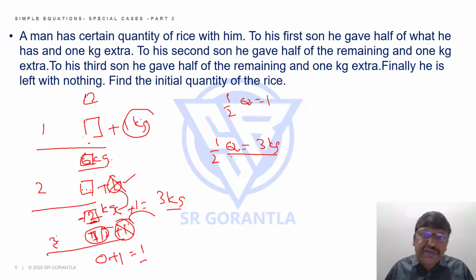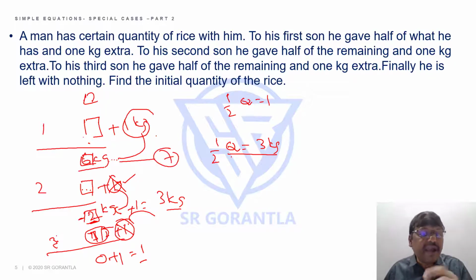Had he not given this 1 kilogram extra to the first son, that 1 kilogram would have been with him, then this guy would have had 7 kilograms. The father would have had 7 kilograms after giving something to the first son. How much is given to the first son?